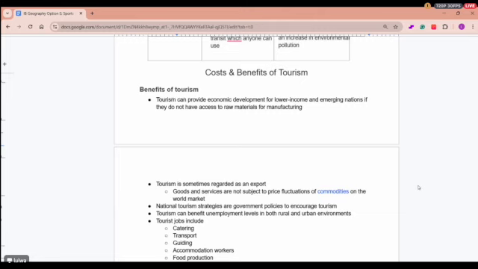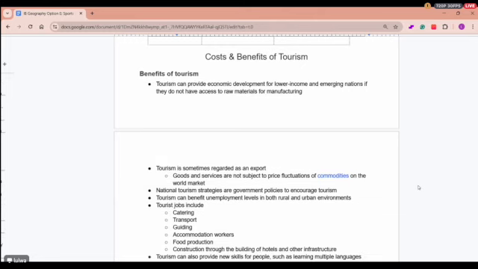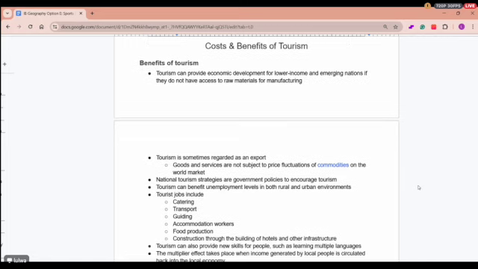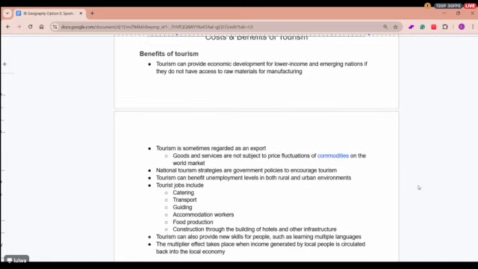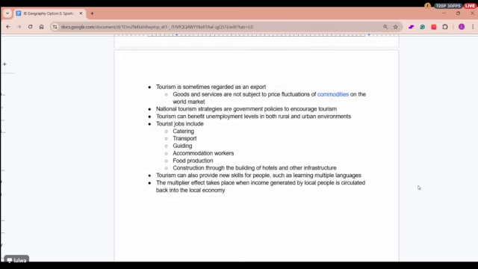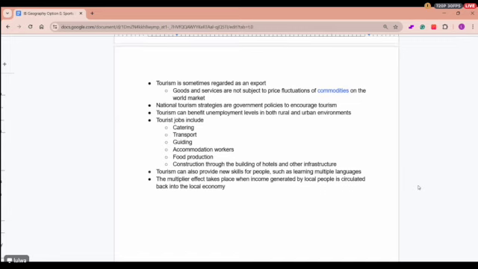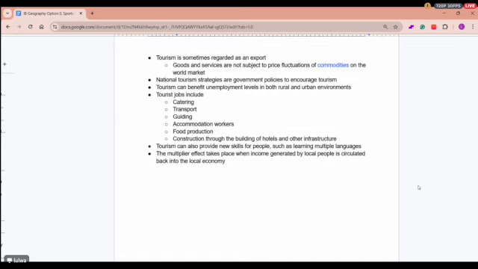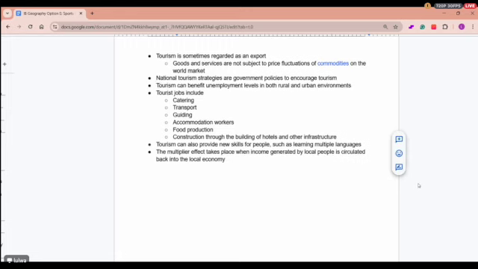So, you have many benefits of tourism. Tourism can provide economic development for lower income and emerging nations. Tourism is sometimes regarded as an export, and national tourism strategies are government policies to encourage tourism. Also, tourism can benefit unemployment levels, and tourist jobs include catering, transport, guiding, accommodation working, food production, and construction. Tourism can also provide new skills for people, such as learning multiple languages.